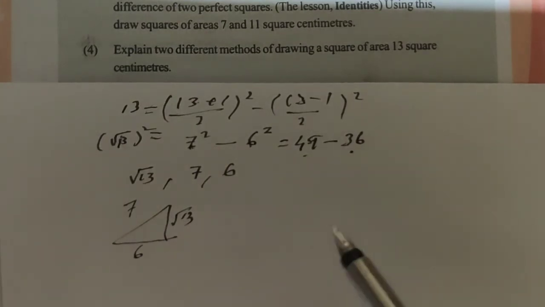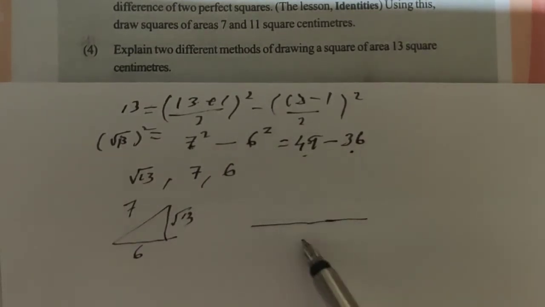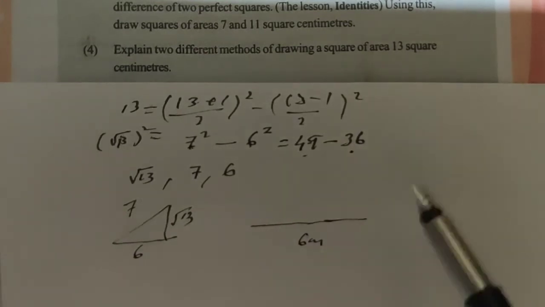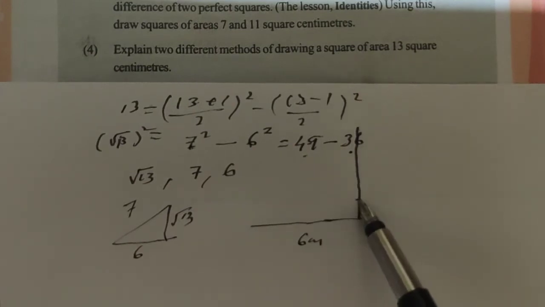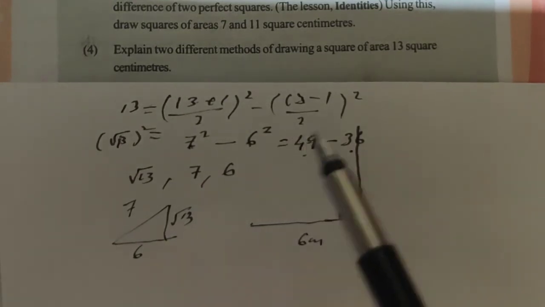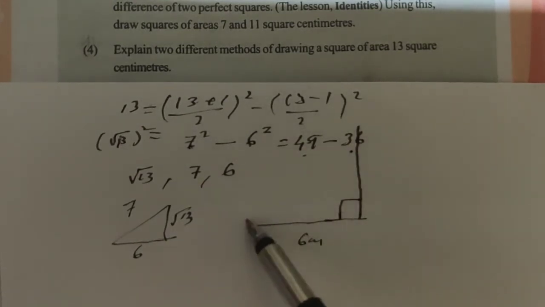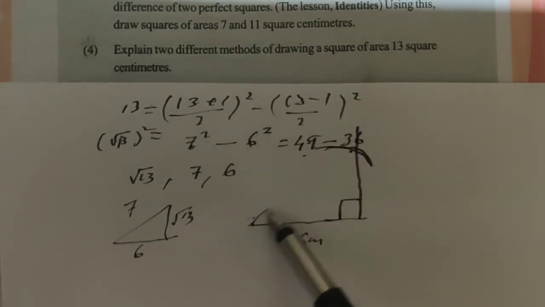Then what is the construction? First of all, you want to draw a 6 centimeter line. Yes, that is a 6 centimeter line. Using a protractor, you want to mark an angle of 90 degree here. Yes, that is 90 degree. Then pointing here, take your compass and an arc of 7. Then pointing here, you can cut an arc of 7. Then you get a right triangle here.